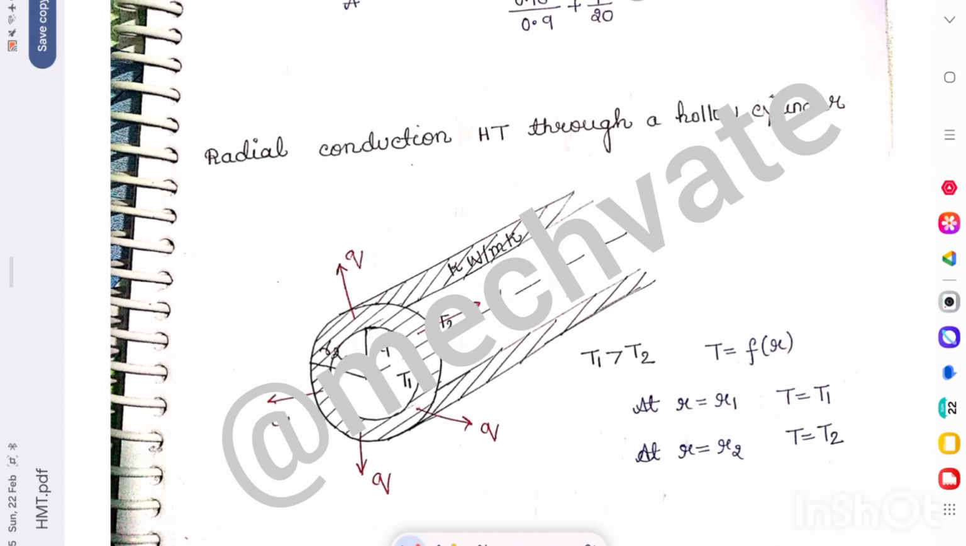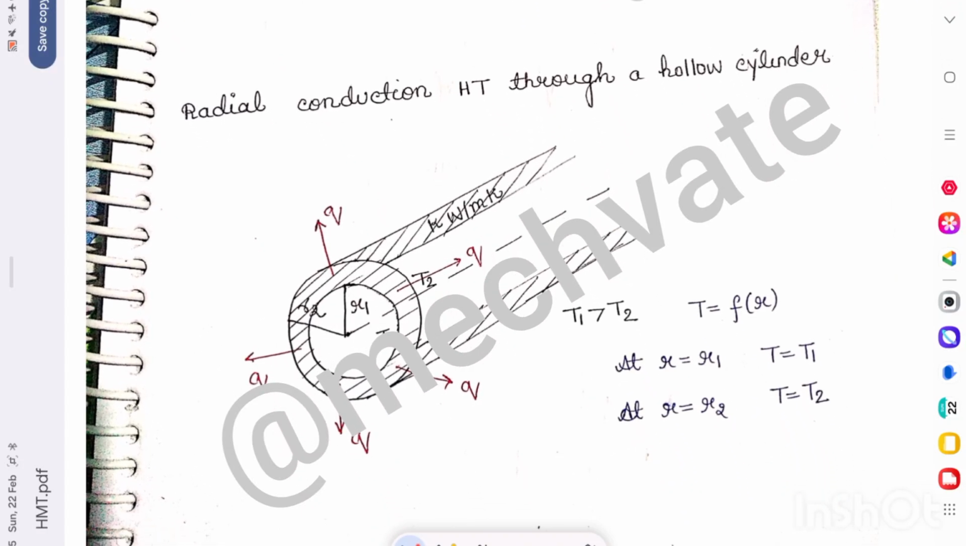Radial conduction heat transfer through a hollow cylinder. So there is a hollow cylinder, and the inner radius is R1 and the outer radius is R2, and heat is transferred radially from the inner surface to the outer surface. The cylinder has a thermal conductivity K.